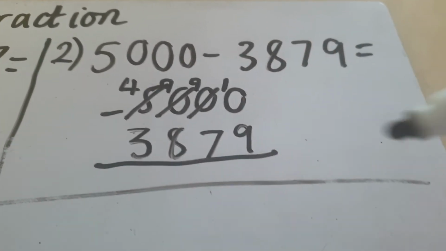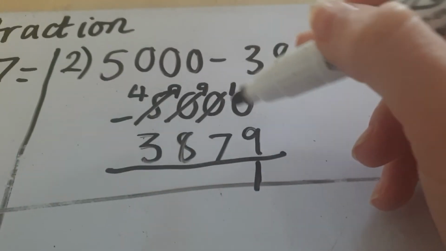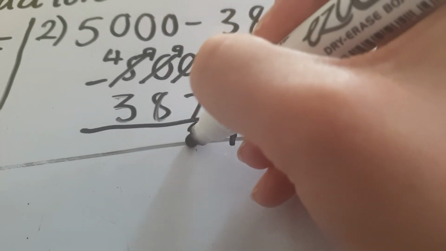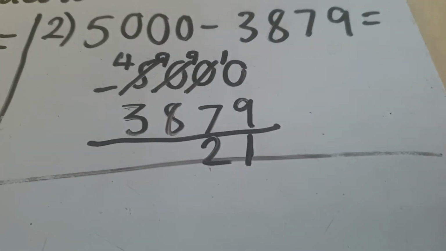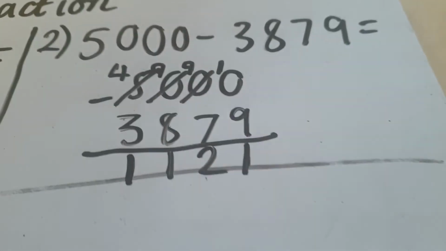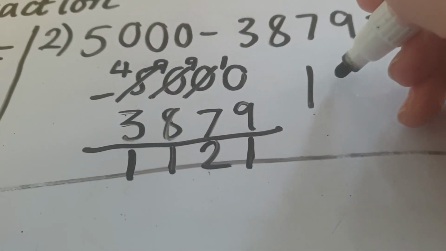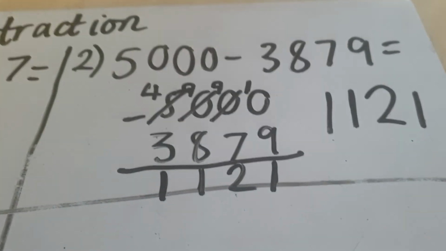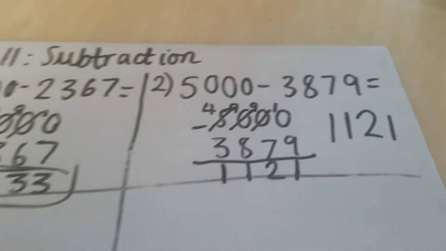So 10 take away 9, that's 1. 9 take away 7 is 2. 9 take away 8 is 1. 4 take away 3 is 1. So our answer is 1,121.